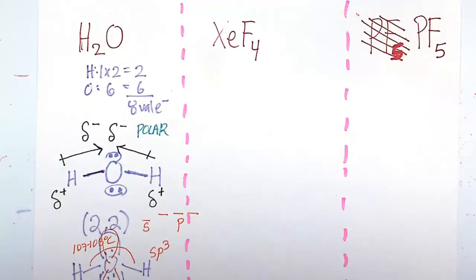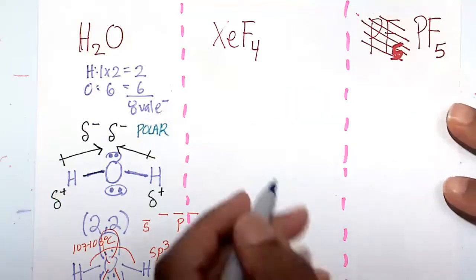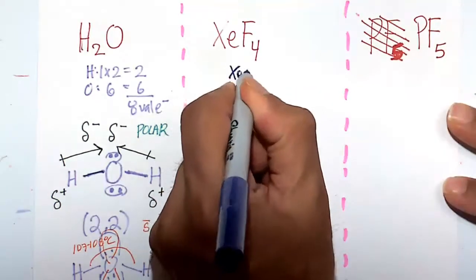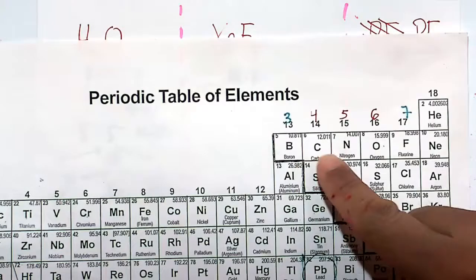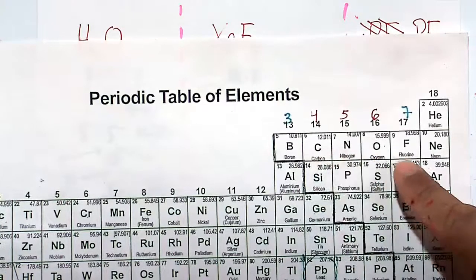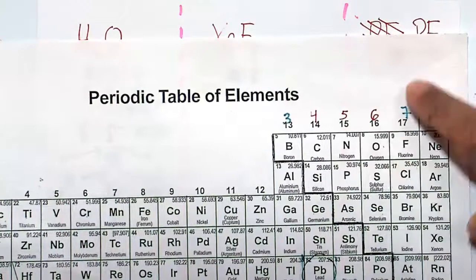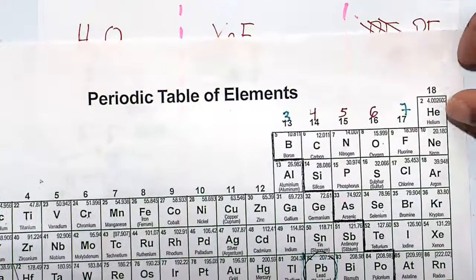Let's draw the structure of xenon tetrafluoride. So that is the name of this molecule. Xenon is a noble gas, and noble gases are happy at 8. Carbon is happy at 4, nitrogen 5, oxygen 6, halogen 7. All the noble gases are going to be happy at 8.